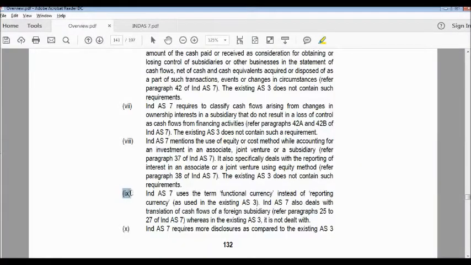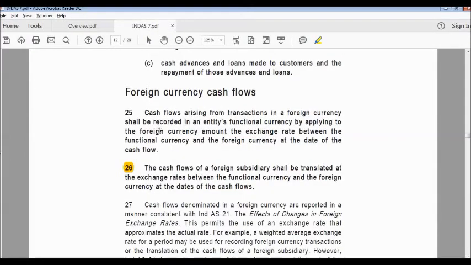And then the next one is that Ind AS 7 uses the term functional currency instead of reporting currency. Under existing accounting standard 3, the wording is reporting currency, but now the wording has been changed to functional currency. Not much relevant for you, just the wording is changed. And Ind AS 7 also deals with the translation of cash flow of a foreign subsidiary, whereas in the existing accounting standard number 3, it is not dealt with. So a paragraph is added into the Ind AS 7. Let's see what it says.